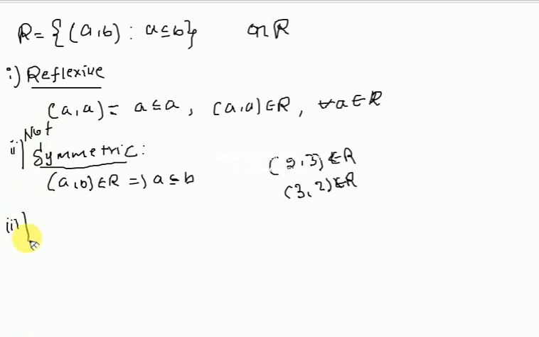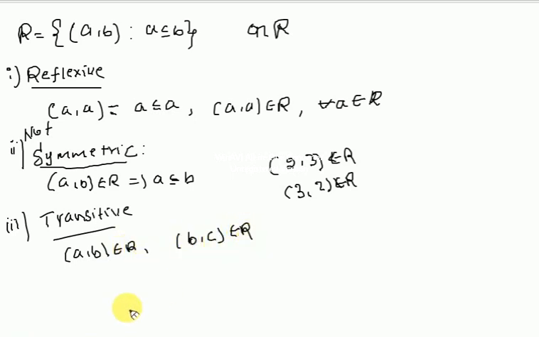Here you need to add that it is not symmetric. Then finally, transitive. For transitive we need to assume (a, b) belongs to R and (b, c) belongs to R. So (a, b) means a ≤ b, and (b, c) means b ≤ c. Obviously a must be less than or equal to c. Hence the ordered pair (a, c) belongs to R.